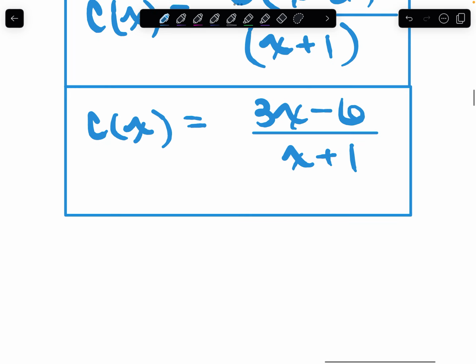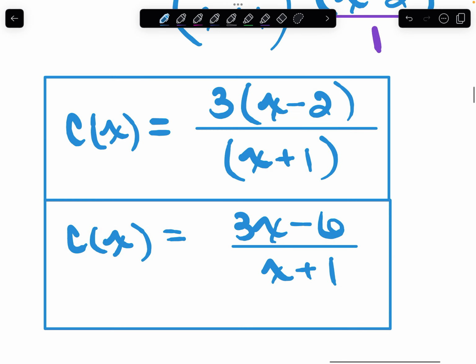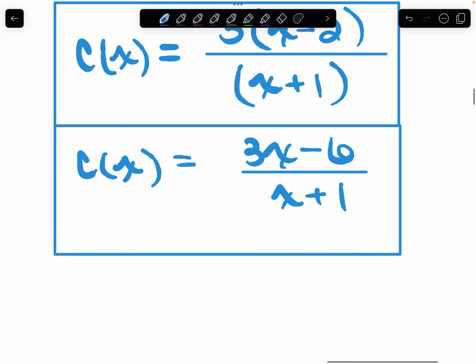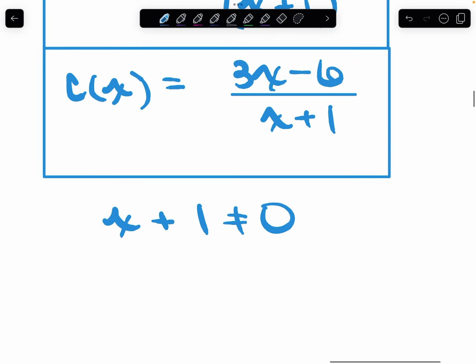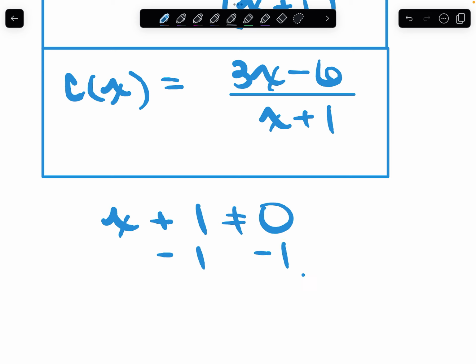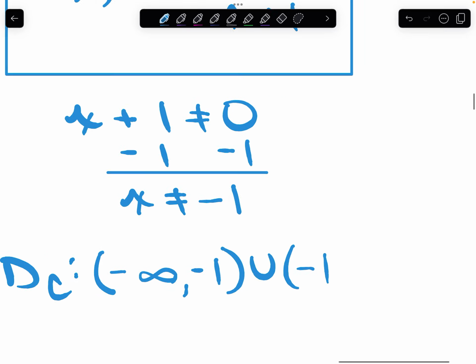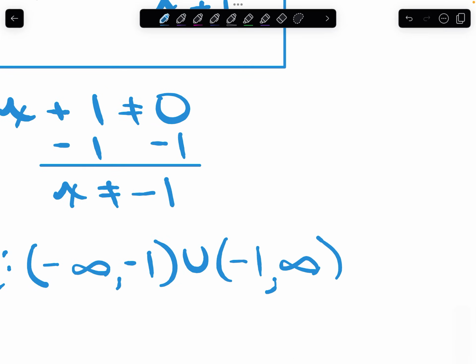So then again, domain. It doesn't matter which case you look at, you have the exact same thing in the denominator. So x plus 1 cannot be 0. We move our 1 over again for the third time, and we get that x cannot equal -1. So notation of choice: negative infinity, -1, and hop, and continue on.